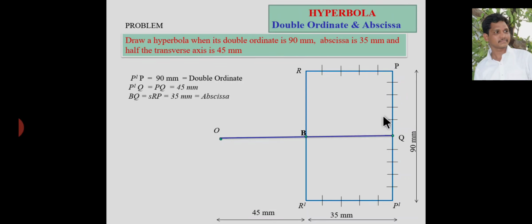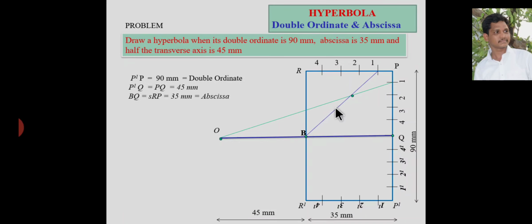Now join all these vertical points to the point O, and join all these horizontal points to the point B like this. So here I join point 1 to point B and 1 to O. This point is the corresponding intersecting point of the 1 lines.